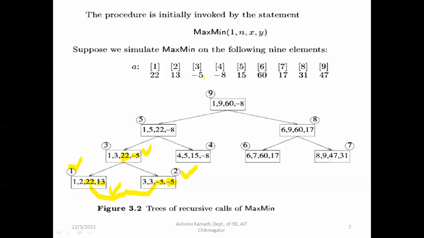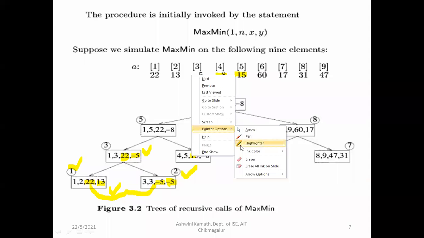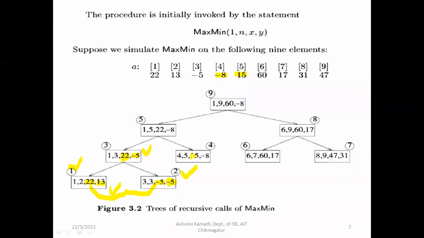What is 4 and 5 here? Minus 8 and 15, right? So here 15 will be assigned for max, and minus 8 will be assigned for min. Now 22 and 15 will be compared. 22 is greater, so 22 will be assigned. Minus 5 and minus 8 will be compared. Minus 8 is smaller. That will be assigned here.